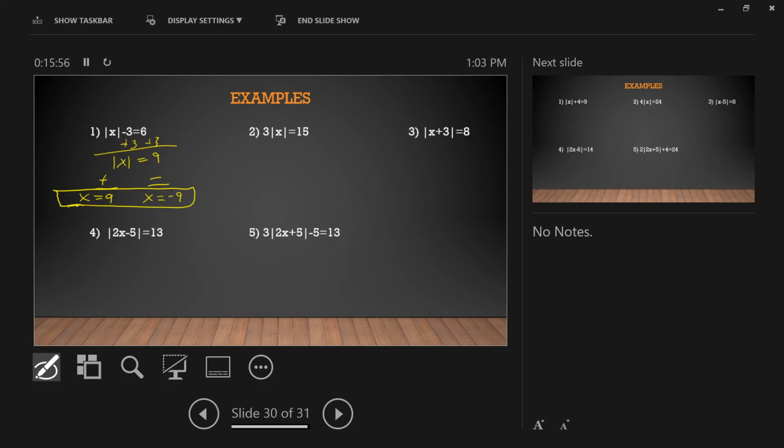All right? Anytime you have an absolute value, you will have 2 answers. They're not always going to be just 9 and negative 9 or 2 and negative 2. All right? They're going to be different from time to time. But you will have 2 answers. All right, second one. I want to get the absolute value on a side all by itself. So let's divide both sides by 3. So I divide both sides by 3, and now I have the absolute value of x equals 5.